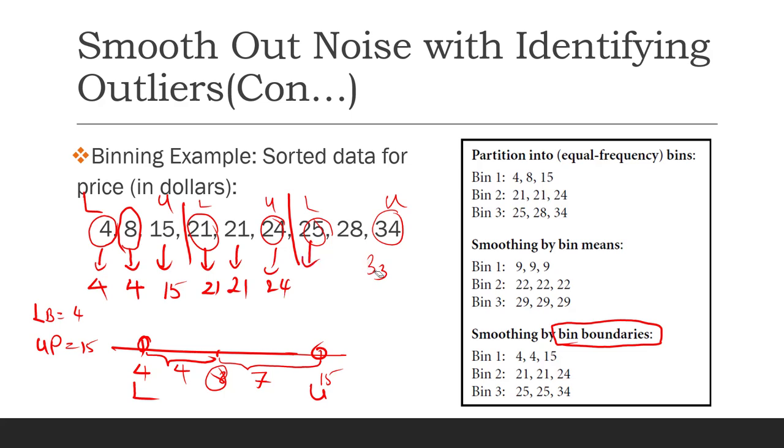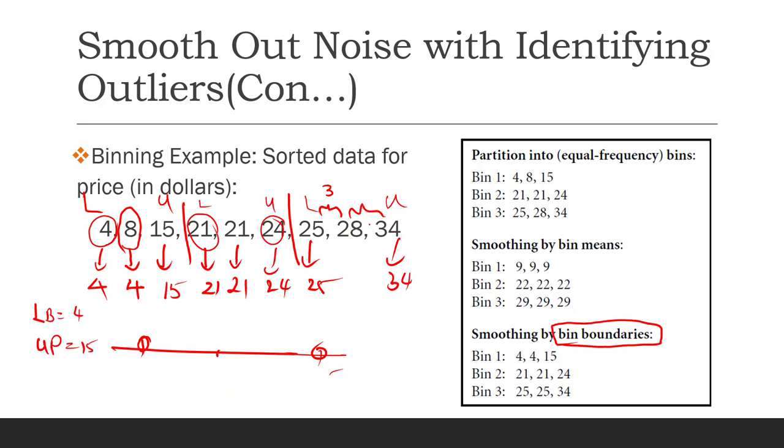If you look at here, the lower boundary is 25 and the upper boundary is 34. Now there is a situation, 28 is there. You need to find the differences. Here the difference is 3, and here the difference is 6. So 28 is close to the lower boundary, and we replace it with the lower boundary value 25. So this is the way. Now our data set is converted into this: 4, 4, 15, 21, 21, 24, 25, 25, 34.